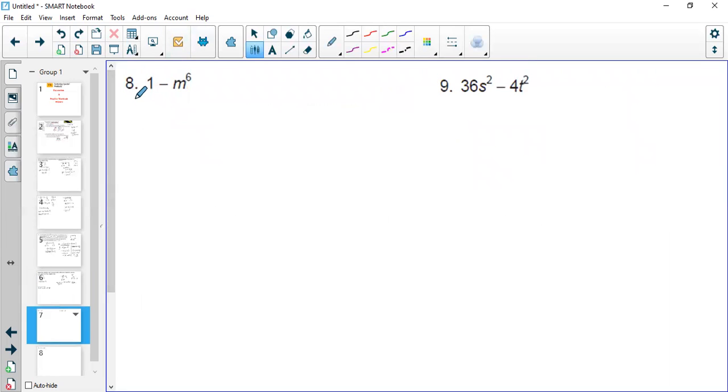Moving to question number 8. So it's 1 minus m to the power of 6. 1 can always be written as 1 multiplied by 1. 1 times 1 is 1. And m to the power of 6. So here the exponent is 6, which means we could divide it into two as m to the power of 3 and m to the power of 3, or rather m cube. So how are you going to write the factorization for this? 1 plus m cube and 1 minus m cube.